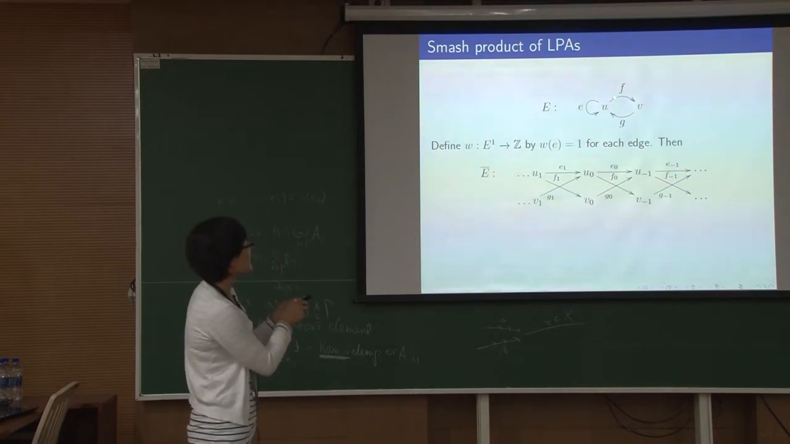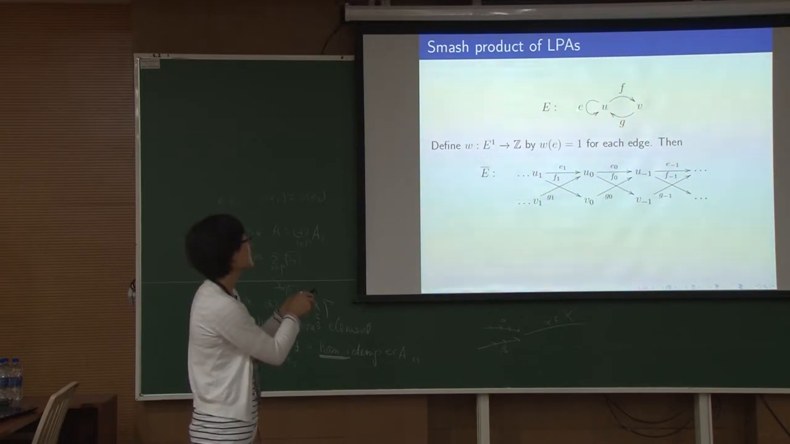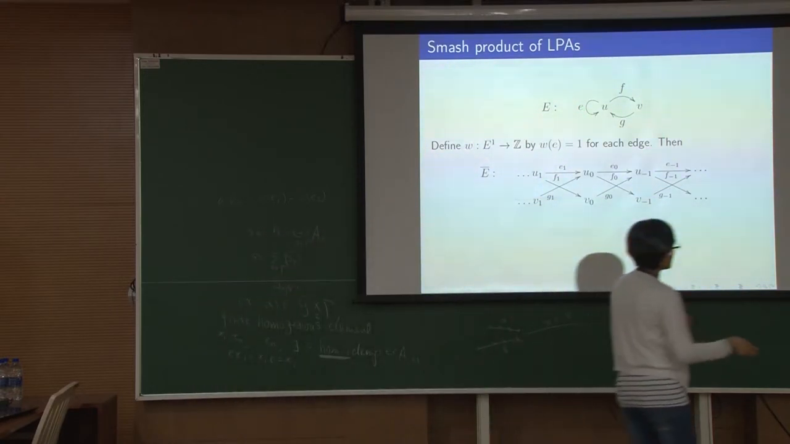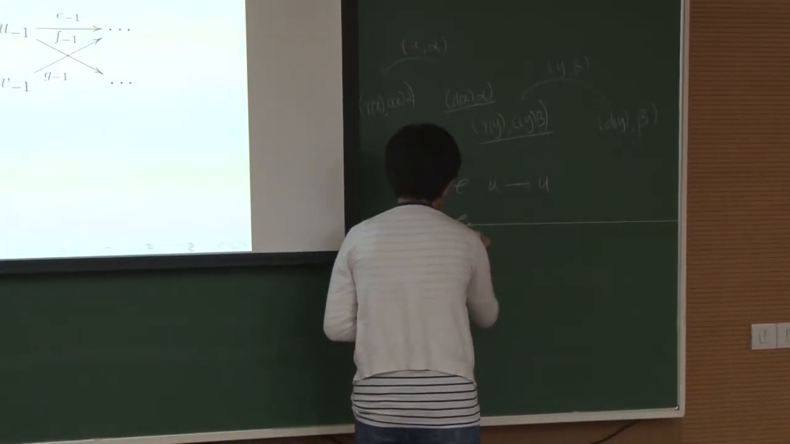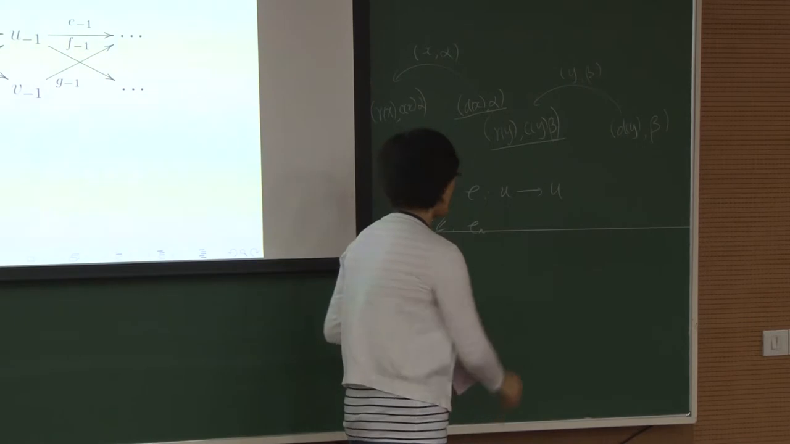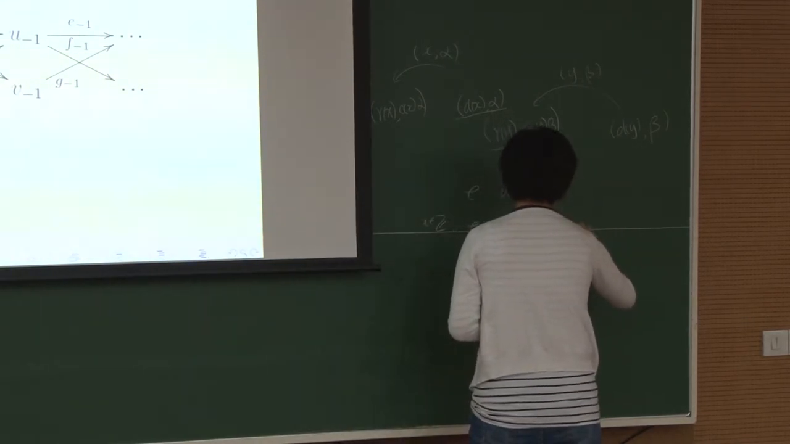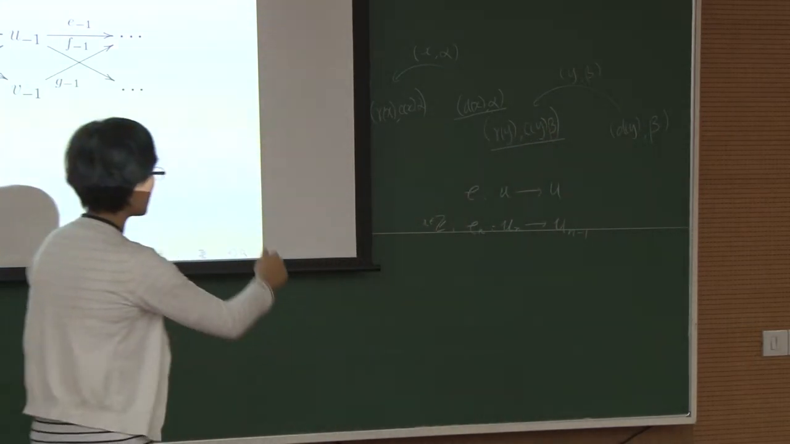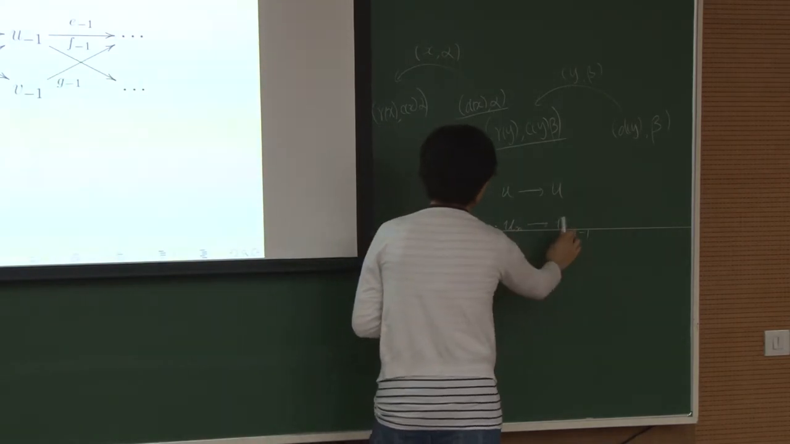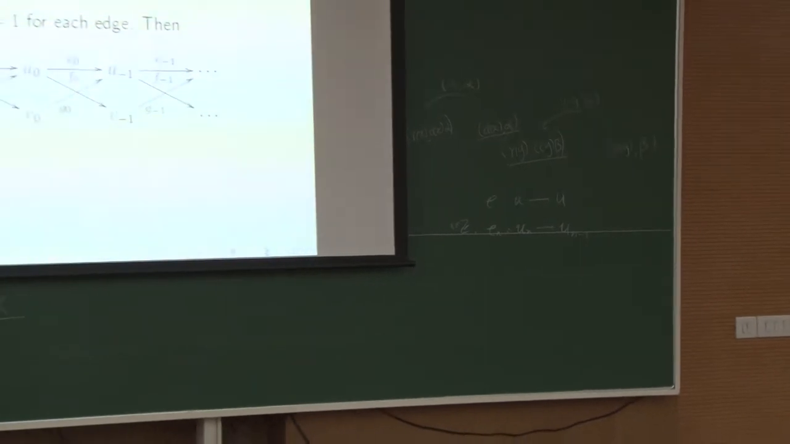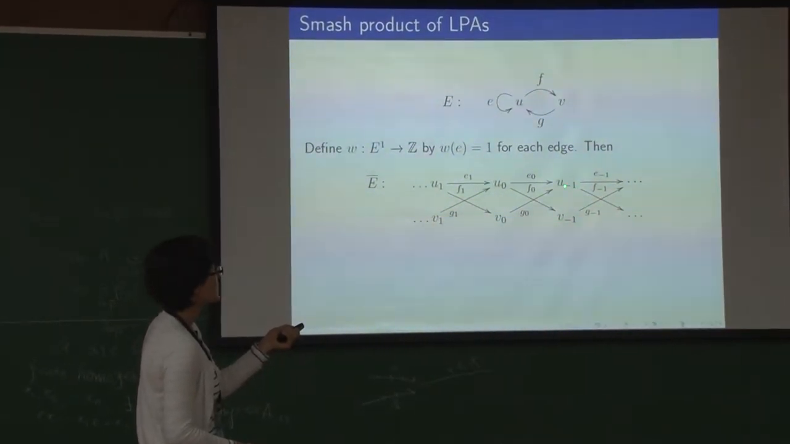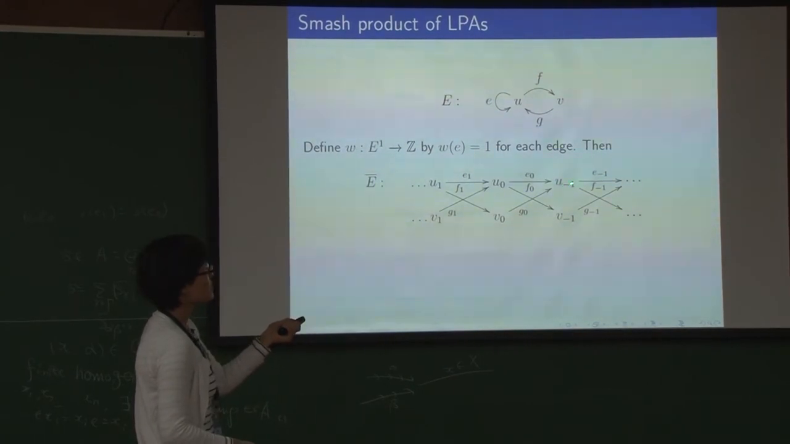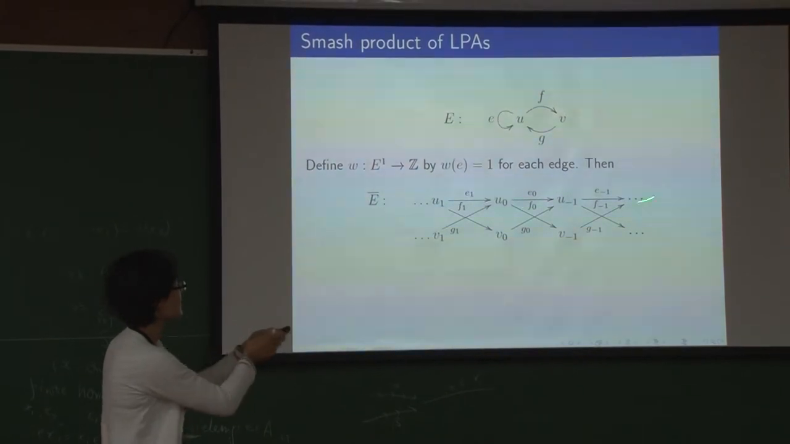And let's see the edges. Let's first see the loop e. It's from u to u. Because we have e from u to u, in the covering graph we have en, where n is any integer in Z. We have en from un to un minus 1. So the source of en is un, the range is un minus 1. If we take n to be 0, then E0 is from u0 to u minus 1. For n equal to minus 1, it's from u minus 1 to u minus 2. So we have so many edges, and we call these edges e.